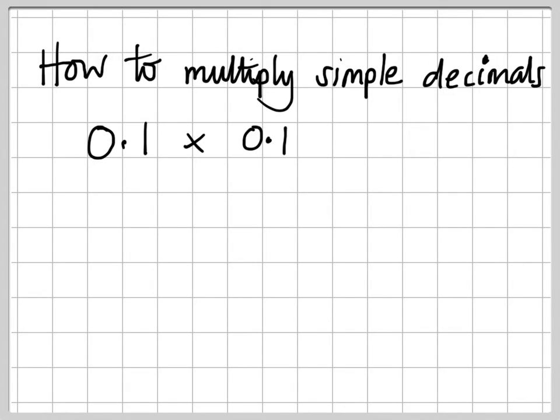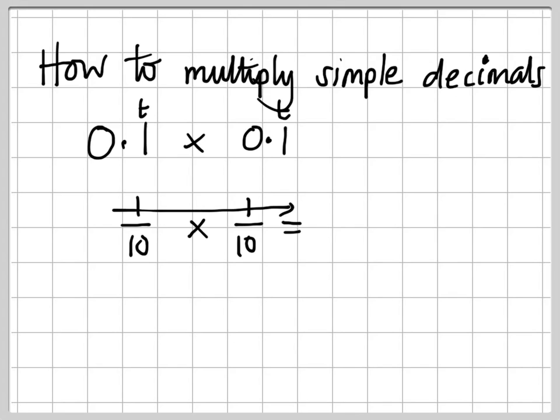When multiplying very simple decimals that only have one decimal place, some people like to use the fraction method. So for this example, we can change 0.1 into 1/10, because this is the 10th column. So we've actually got 0.1 times 0.1, which is 1/10 times 1/10. Multiplying fractions, piece of cake.